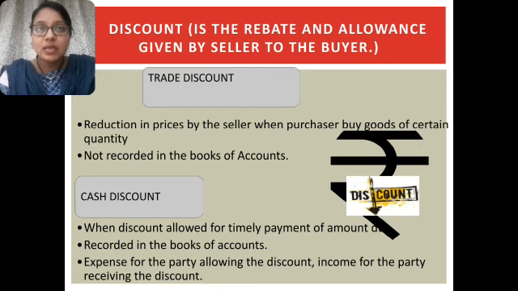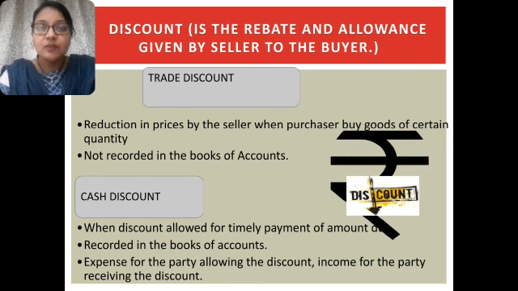But this type of discount, that is trade discount, is not recorded in the books of account. For example, the price is 100 rupees and the seller is allowing you 5% trade discount. So you are purchasing that product at 95 rupees. So you will not record 5 rupees of trade discount in your books, you will record directly 95 rupees purchase.